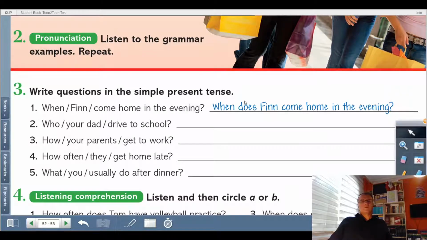Now, when, Fin, come home in the evening. This is the example. When does, you see, the helping verb we put here, does, Fin. Fin is a subject. Who does come, or who comes home, let's say. Who does Fin come? Come is the verb. Home in the evening. You should be careful about the helping verb and the subject, where to put. Look at 2, look at 3, look at 4, look at 5. You've got 2 minutes to do it.